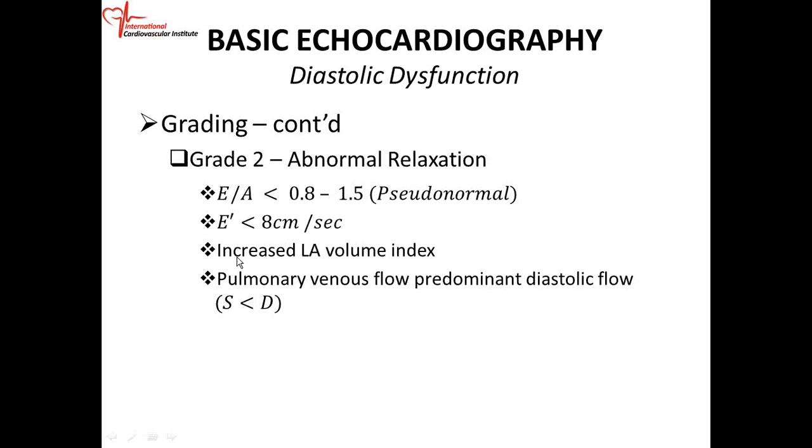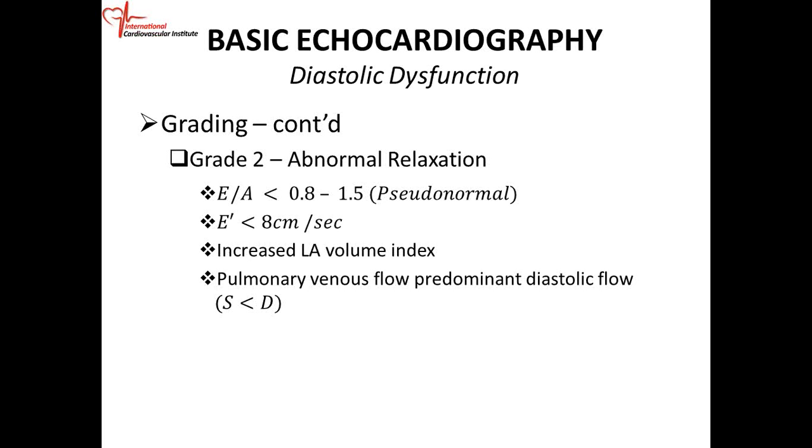Now, it's a worsened stage or a higher stage in your diastolic dysfunction. So the filling pressures are now going to start to increase. And when you look at your pulmonary vein flow, it's now diastolic predominance. So the systolic component will be less than the diastolic component with your pulmonary vein flow. And because the pressure is now increasing in the left ventricle, the volume of the left atrium is going to increase.